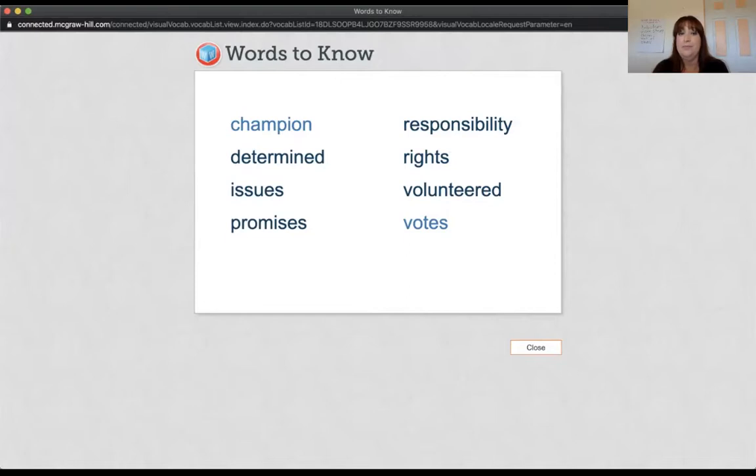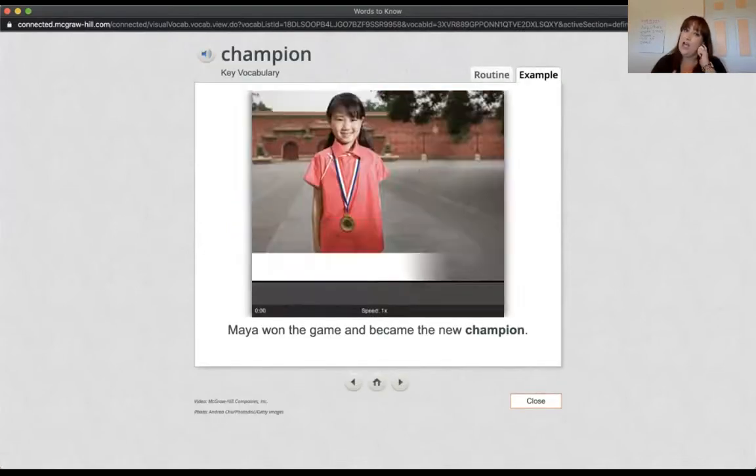Champion, determined, issues, promises, responsibility, rights, volunteered, and votes. Now, before we get started, not only do we need to know our words, we need to remember what they mean. So let's look at that.